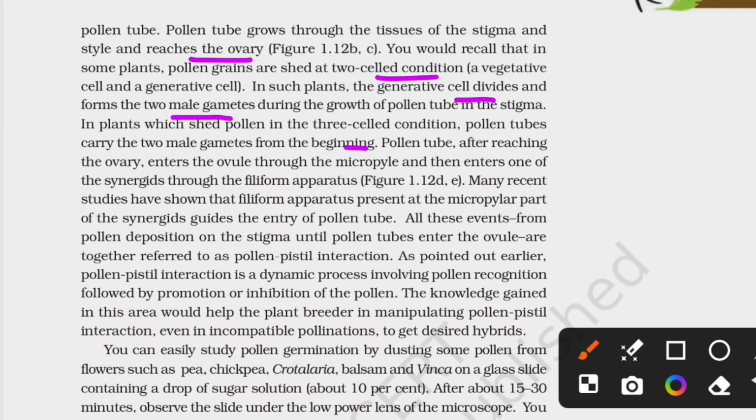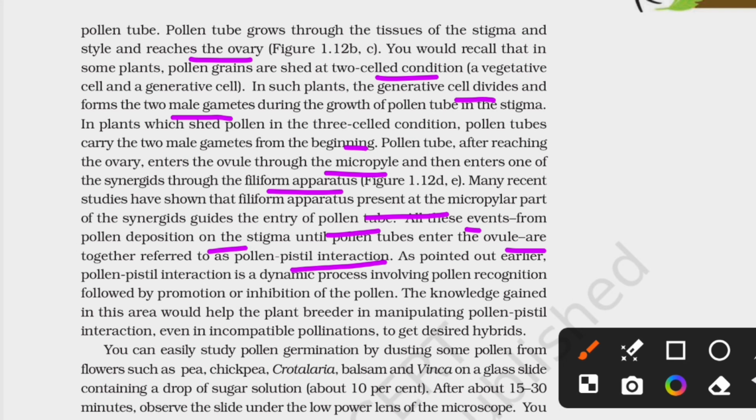The pollen tube, after reaching the ovary, enters the ovule through the micropyle and then enters one synergid through the filiform apparatus. Many recent studies have shown that the filiform apparatus present at the micropylar part of the synergid guides the entry of the pollen tube. All these events, from pollen deposition on the stigma until the pollen tube enters the ovule, are together referred to as pollen-pistil interaction.